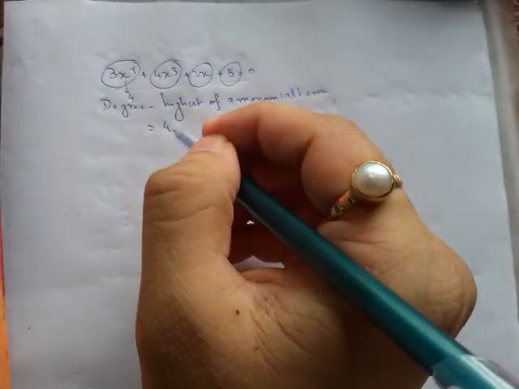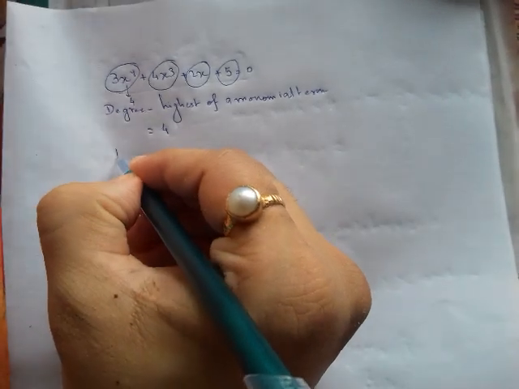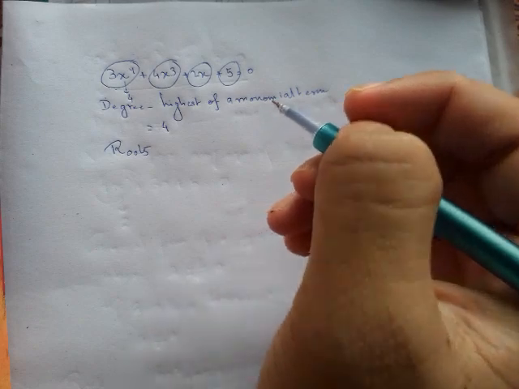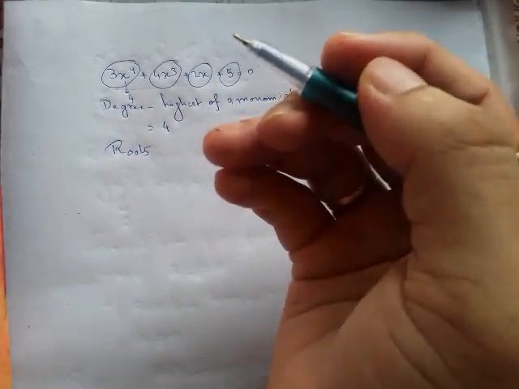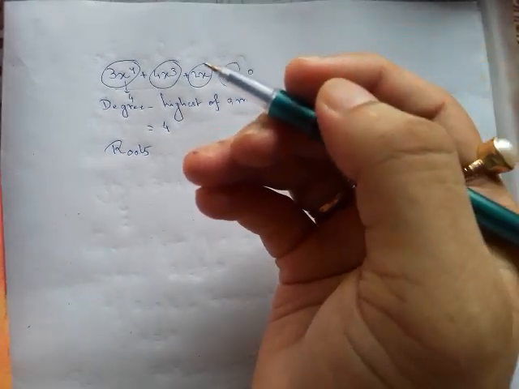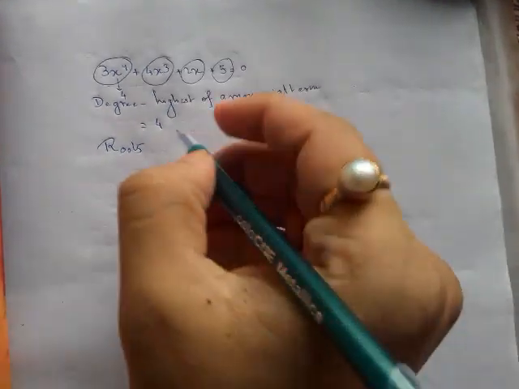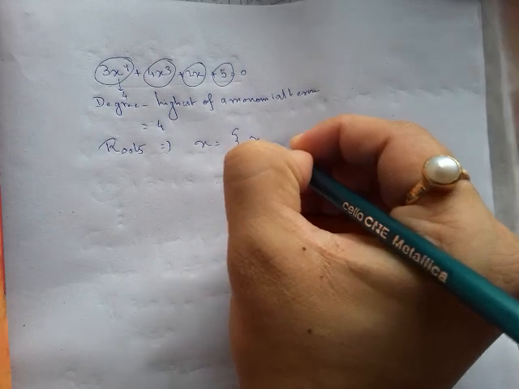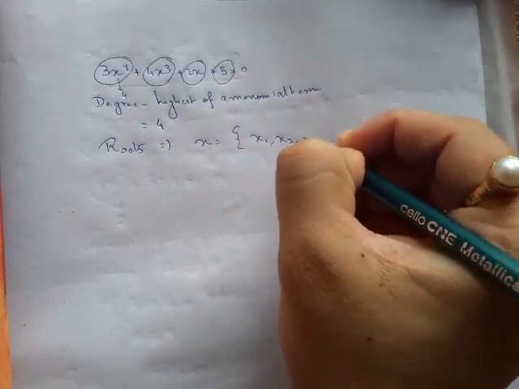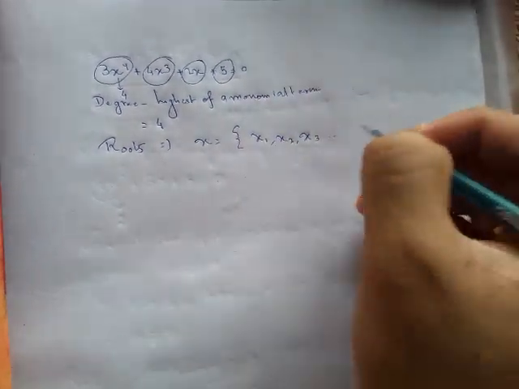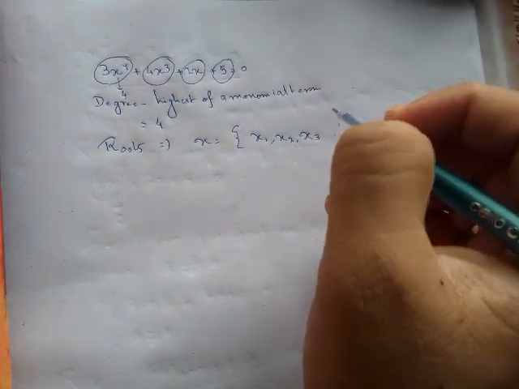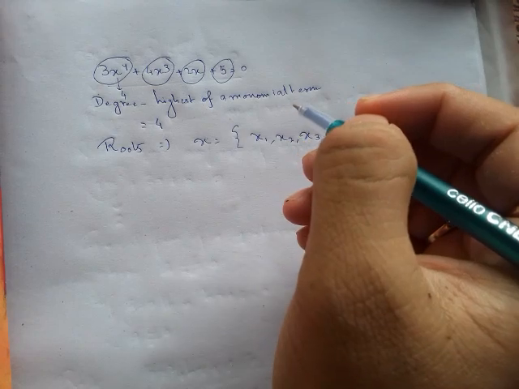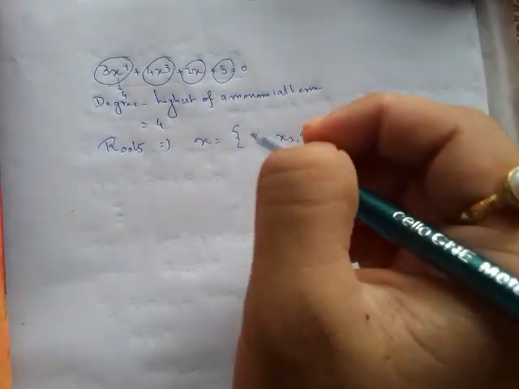Next, we will know how many roots a polynomial expression can have. Now for this we need to know what roots mean. Roots are nothing but those values of x, I'm writing this in terms of sets, those values of x which are going to satisfy a polynomial expression. They are called the roots.